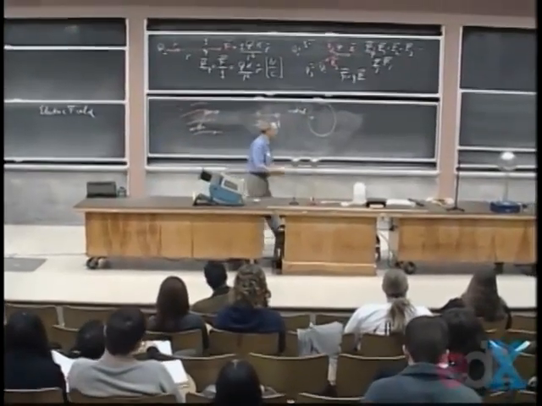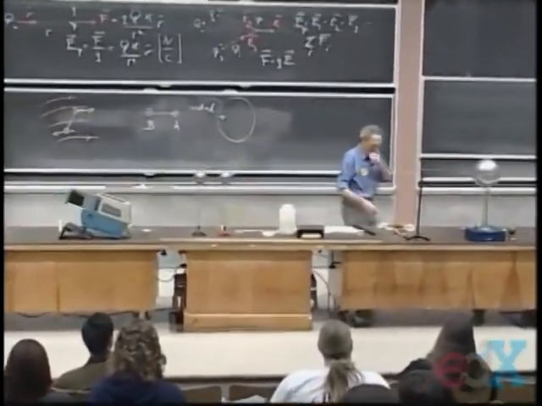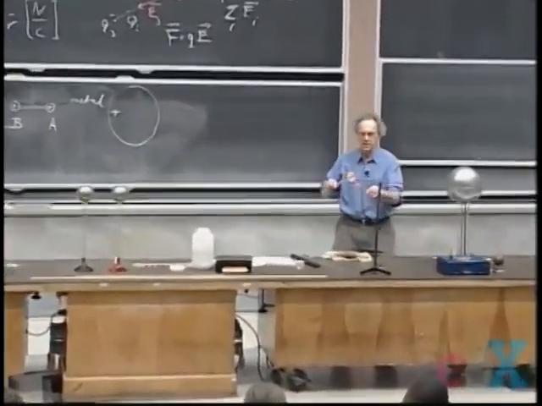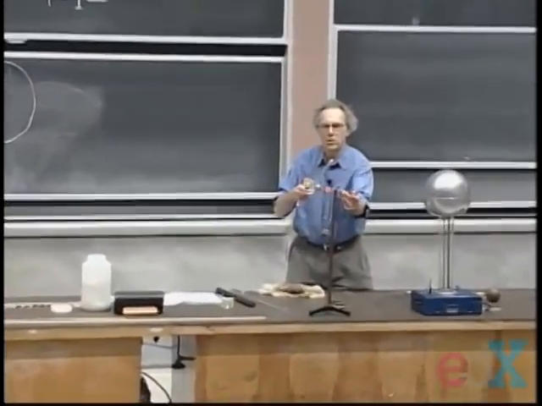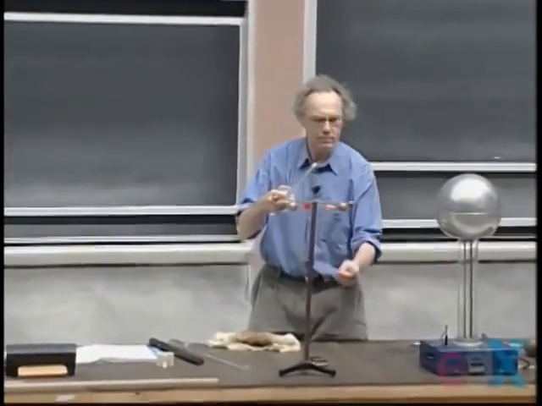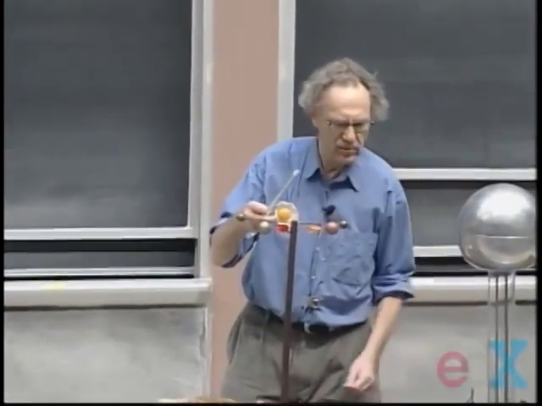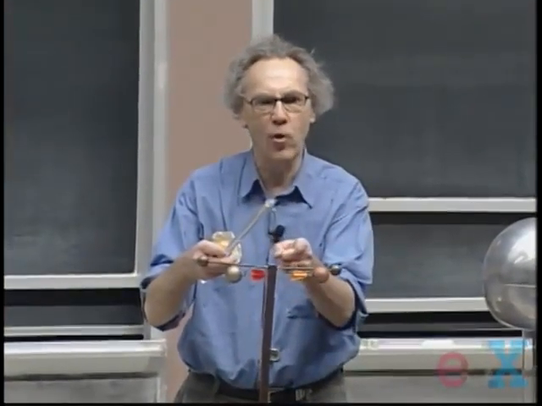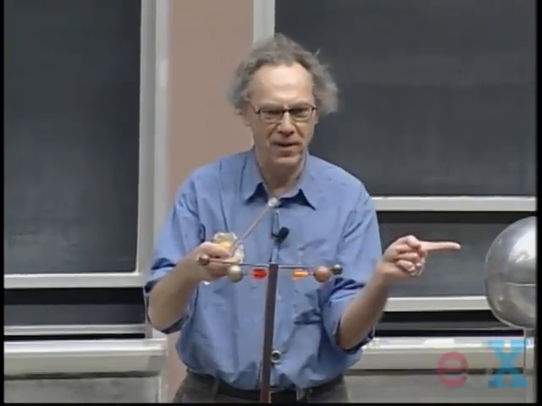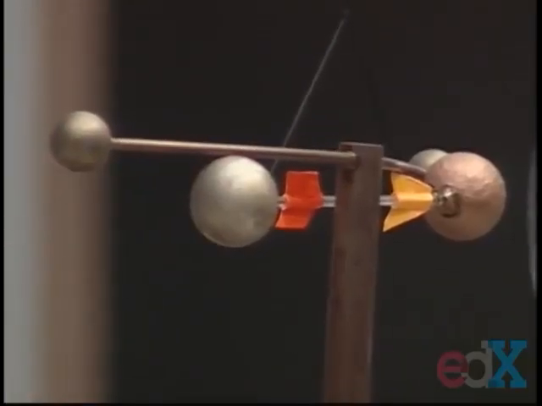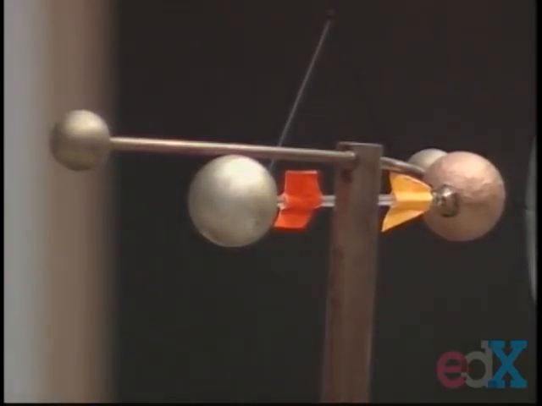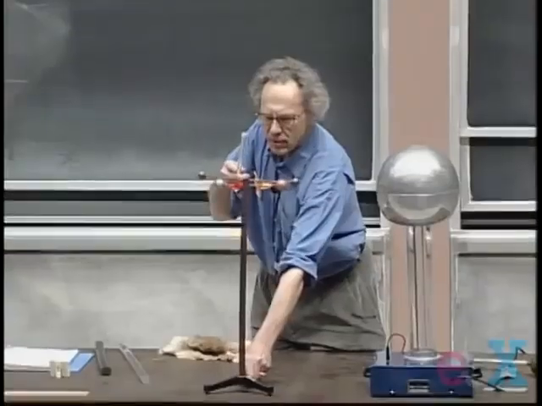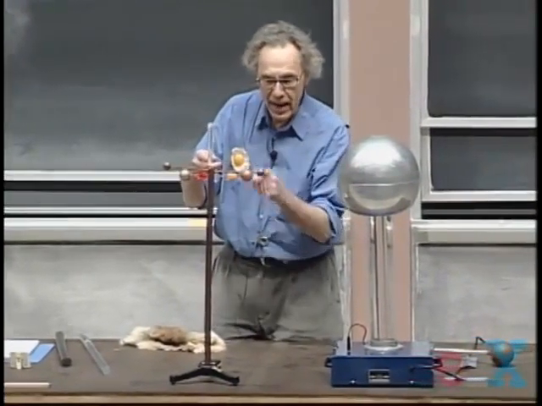So let me first then create a dipole. So here is the dipole. It's sorted out now. I turn on this Van de Graaff. So induction takes place. Remember that the yellow is pointing towards the Van de Graaff, and that the orange is away from the Van de Graaff. Okay? So I induce a dipole.